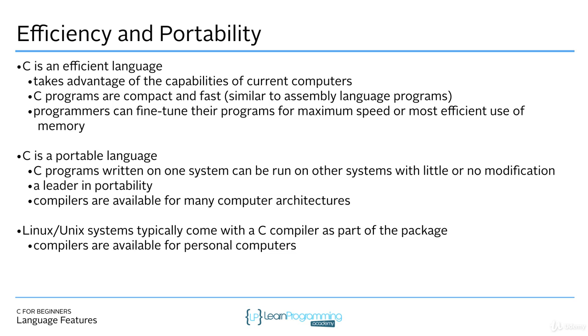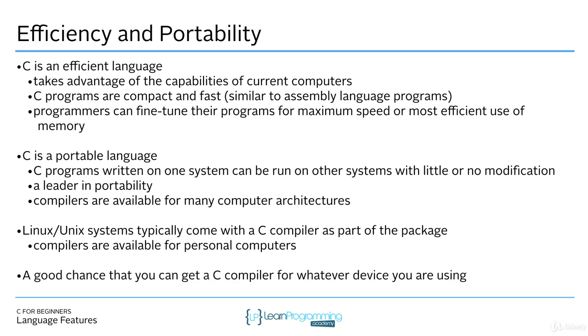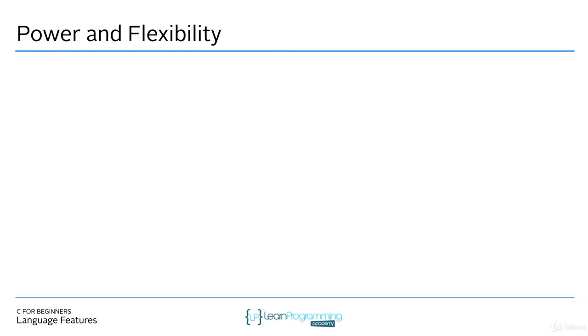They're also available, obviously, for Windows, but typically for Windows, you will have to download a compiler. And we're going to be doing that when we download our required software. So there's a good chance that you get a C compiler for any device that you're using. You could probably get a C compiler also for an Android device or an iOS device, and for really low-level micro or mini computers as well, like processors in automobiles.